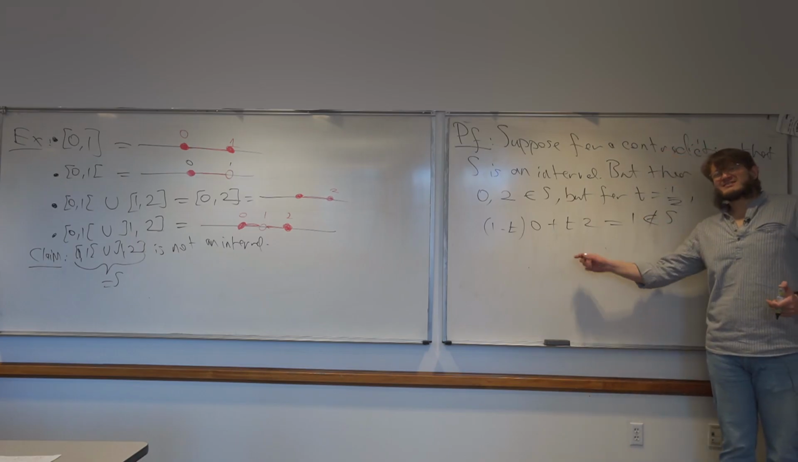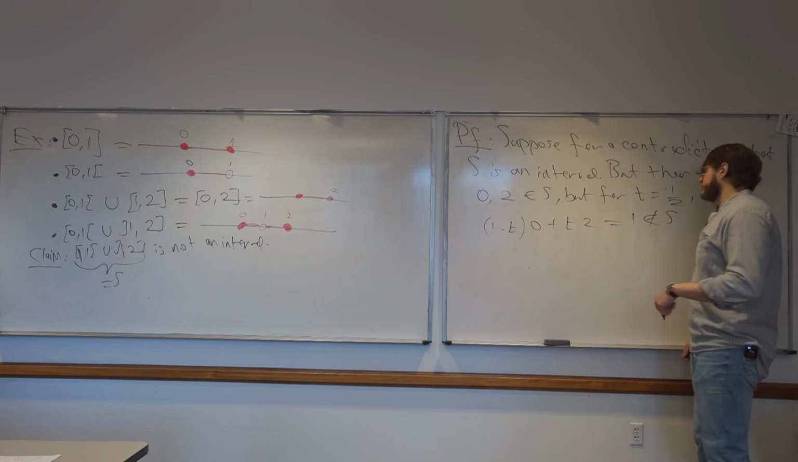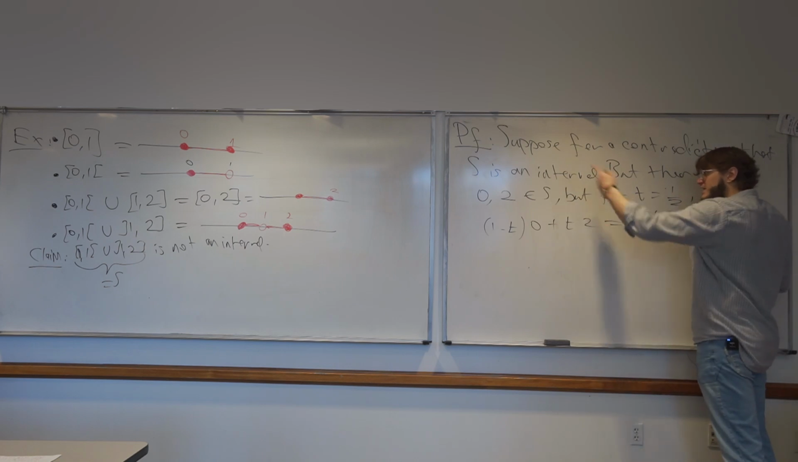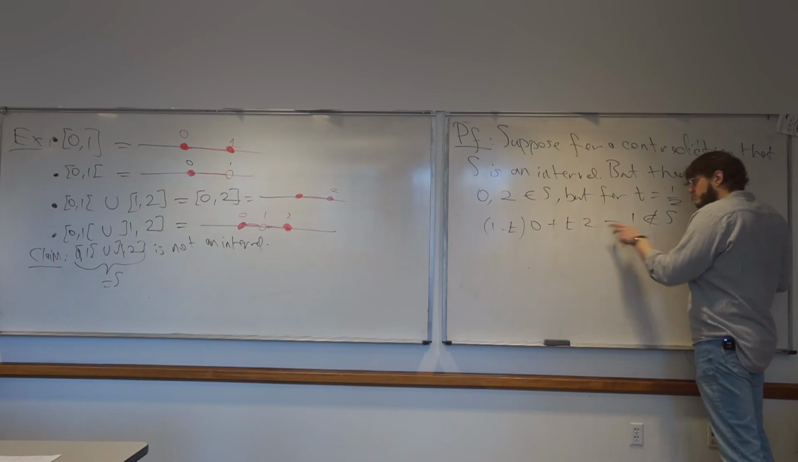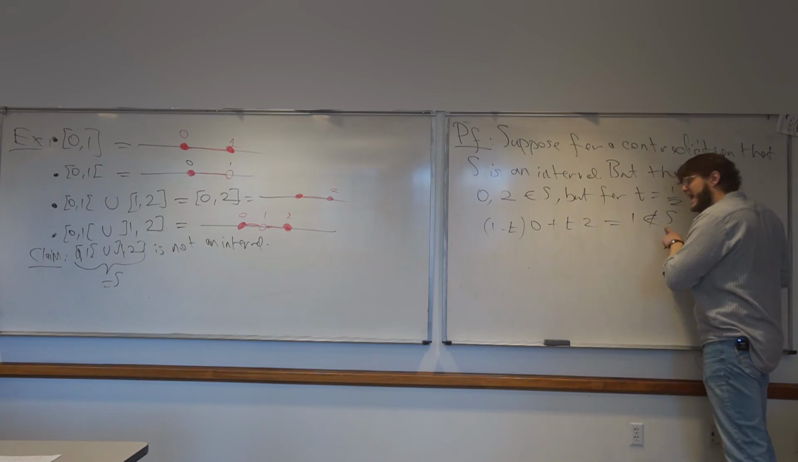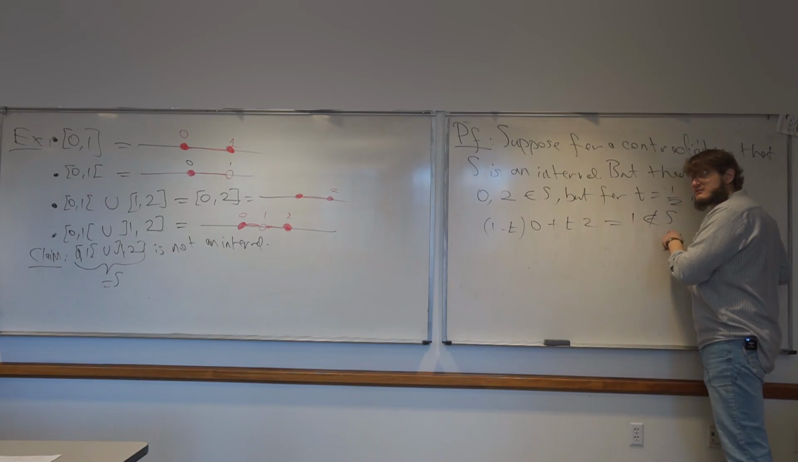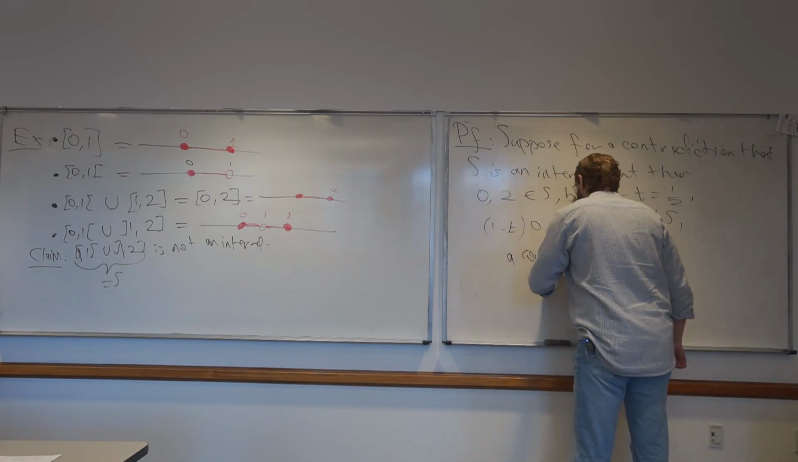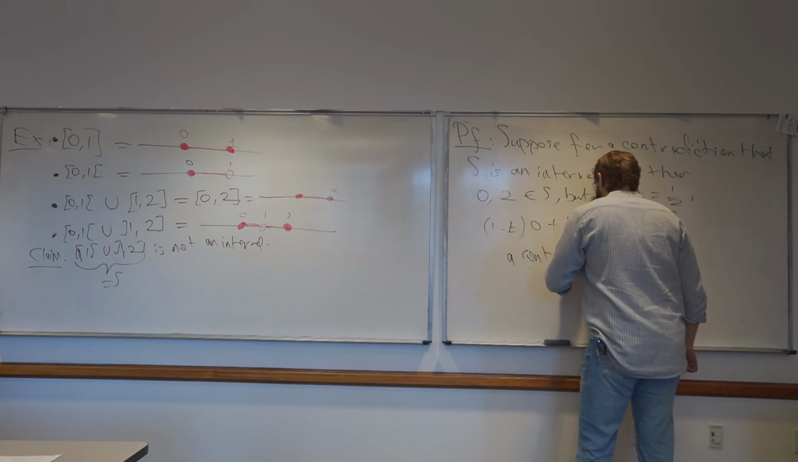You don't need to write it like this. I'm just being extra pedantic right now. But that's a contradiction, because in order for S to be an interval, this linear interpolation has to be in S. You see? A contradiction.